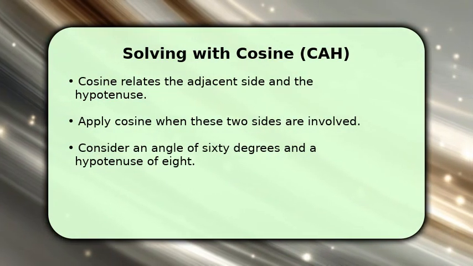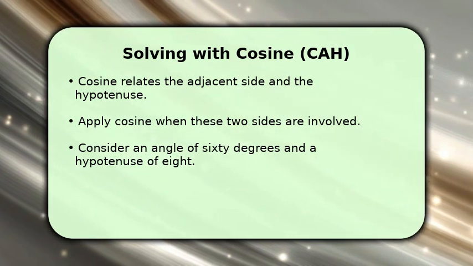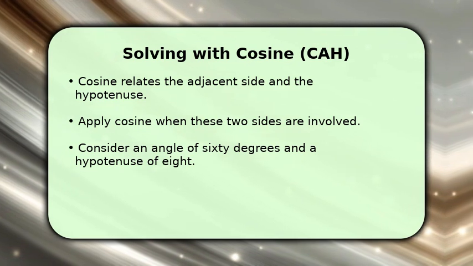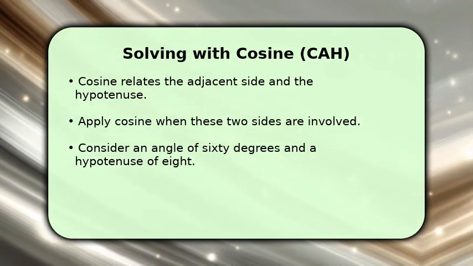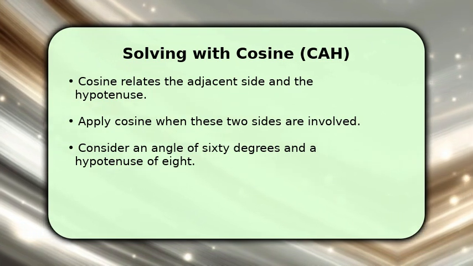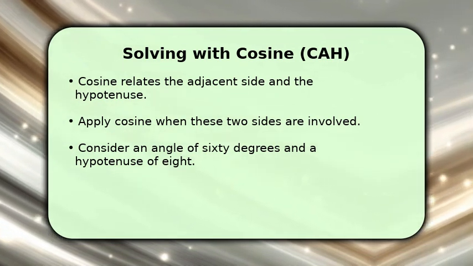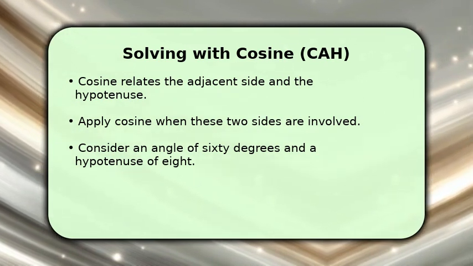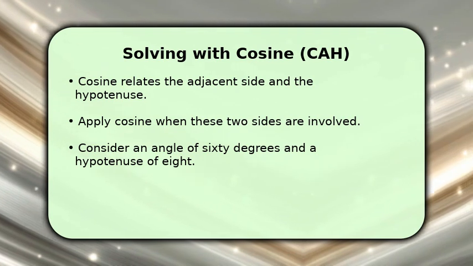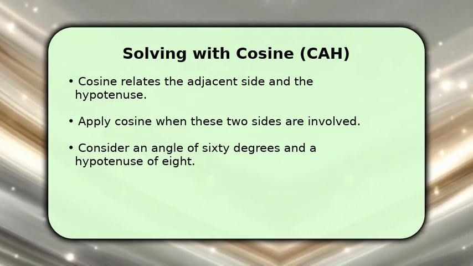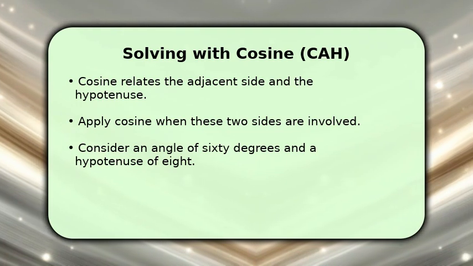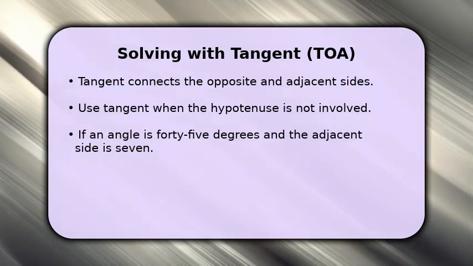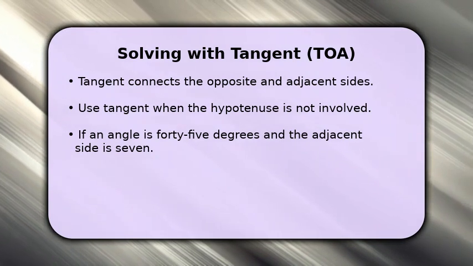Next up is cosine, or CAH. This relationship connects the side adjacent to your angle and the hypotenuse. You'll use cosine when you know, or need to find, either of these two sides along with an angle. For instance, if you have an angle of 60 degrees and the hypotenuse measures 8 units, you can find the adjacent side. The equation becomes cosine of 60 degrees equals adjacent over 8. This calculation reveals the adjacent side is 4 units. Simple, right?